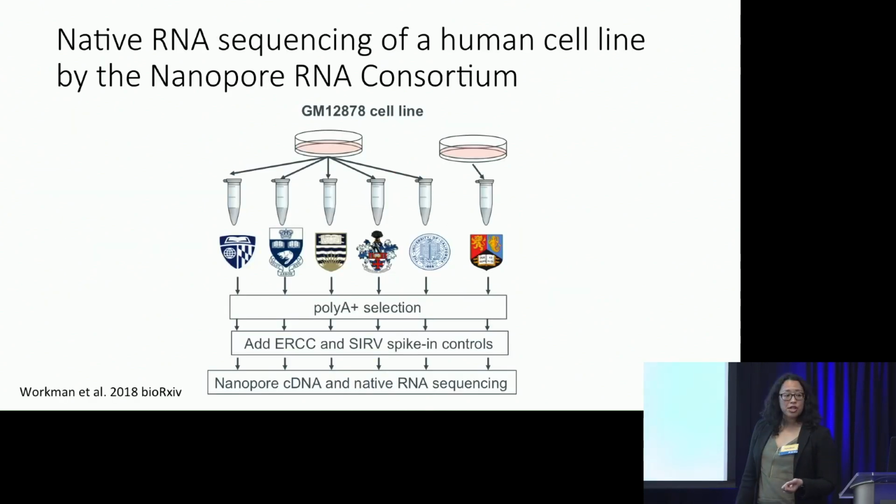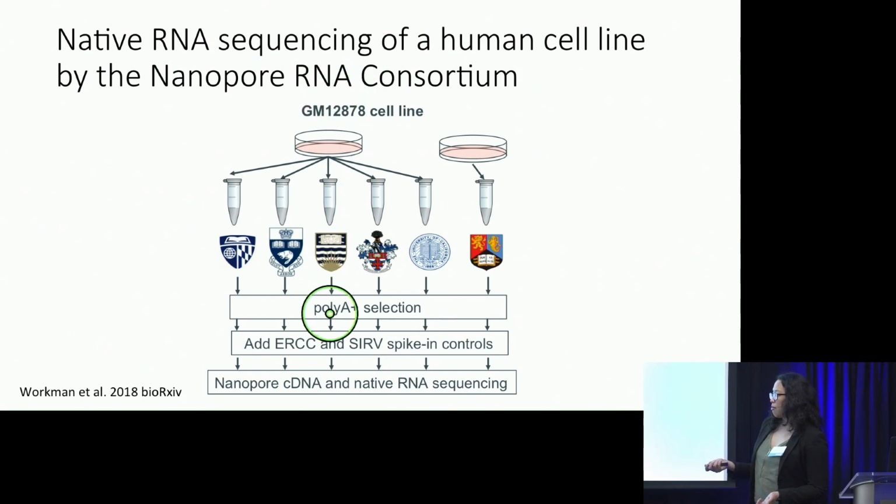So in collaboration with 5 other institutes, so this is a very international consortium, consists of a lab in Canada and a few labs in Europe. We took a particular human cell line. It's a cell line that's used as a reference for many other studies. And we wanted to sequence the RNA directly from the cell line and do a lot of analyses and ask what can we learn from this type of RNA sequencing.